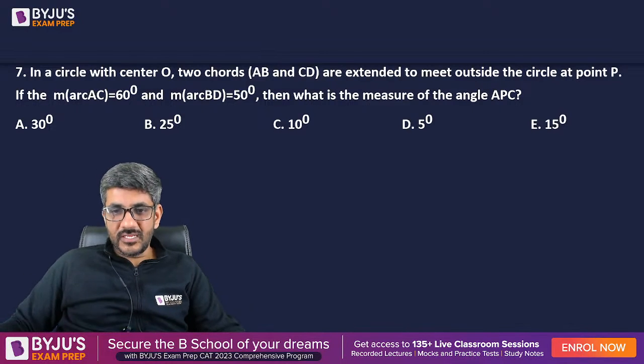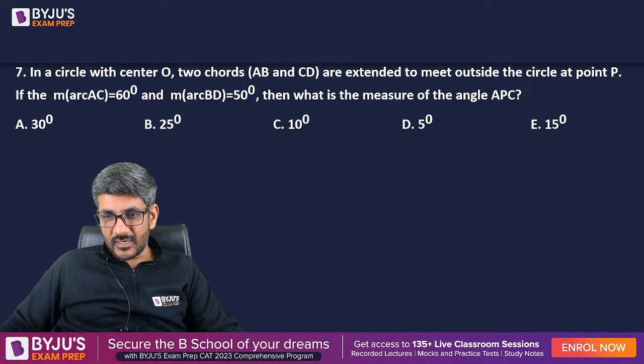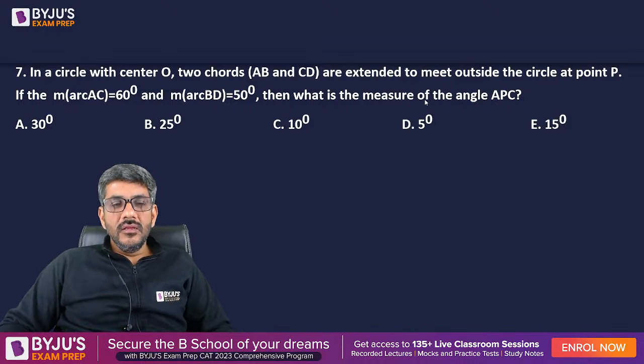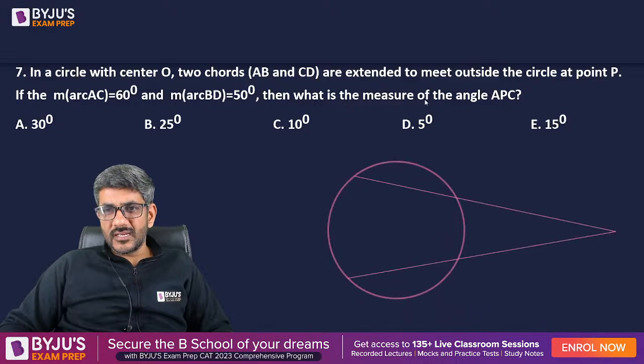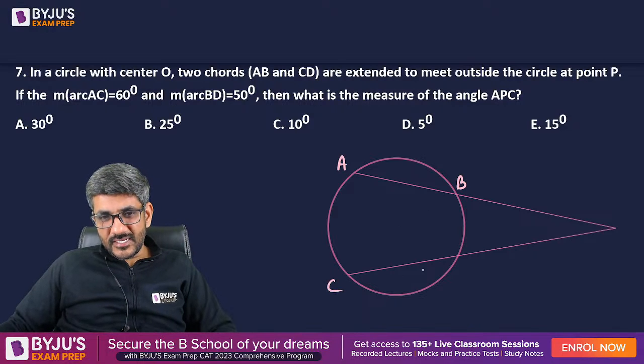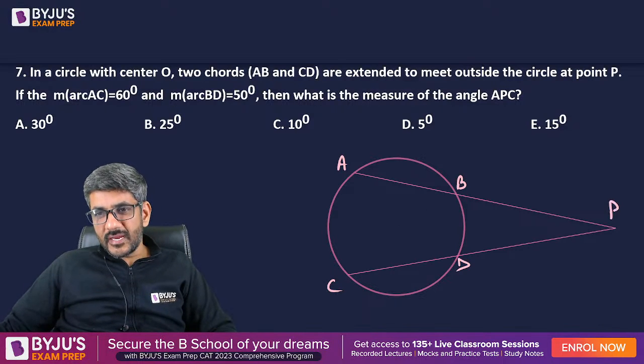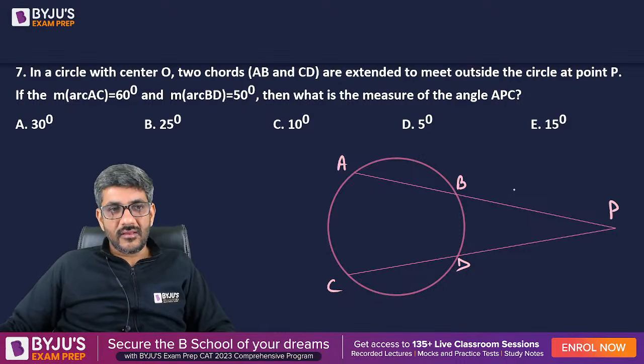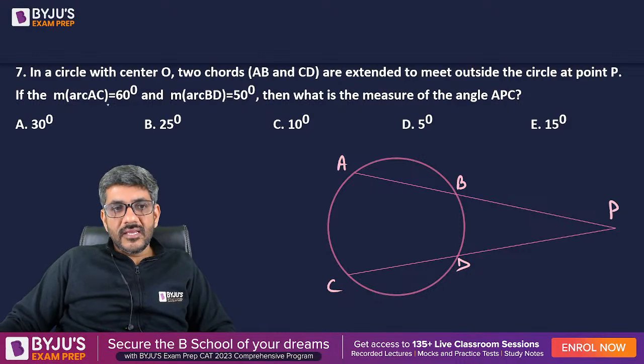चलिए जी, I think we can start doing it now. करना शुरू करते हैं. In a circle with center O, two chords AB and CD are extended to meet outside the circle at point P. So this is what I have made here. This is AB, this is CD, and they both meet at a point P outside the circle. The measure of arc AC is 60.